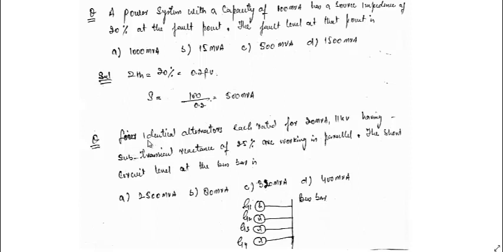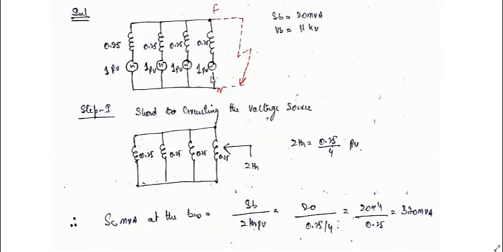Similarly, another question: 4 identical alternators, each rated 20 MVA, 11 kV, having a sum total reactance of 25%, are working in parallel. That is like this: generators 1, 2, 3, 4 are connected to the same bus. The short circuit level at the bus bar is, that means if the short circuit occurs at this point to the ground, what is the total short circuit MVA of the system? I'll first convert it into a reactance diagram and then identify the fault. This is actually the bus and this is the ground. The fault will occur at this point.